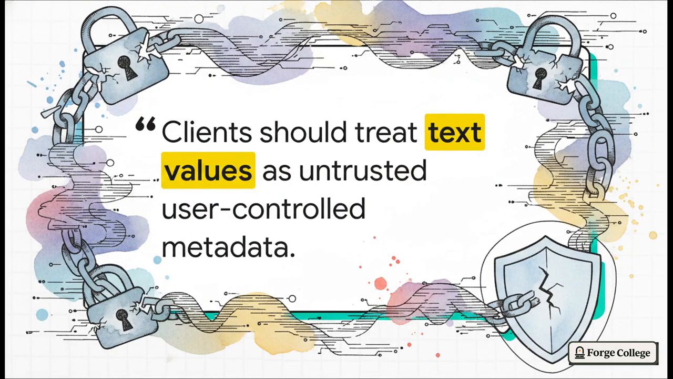I really want to emphasize a crucial rule here. Listen to this. Clients should treat text values as untrusted, user-controlled metadata. Validate or sanitize strings before rendering. Just let that sink in for a second. ENS provides the amazing decentralized infrastructure, but your application is entirely responsible for the security-critical logic and sanitation. Do not offload your security to a text record.